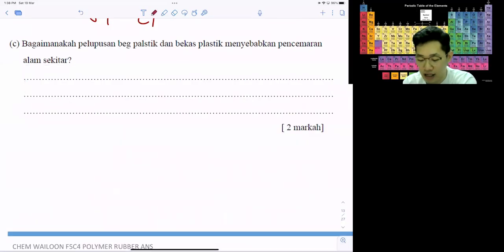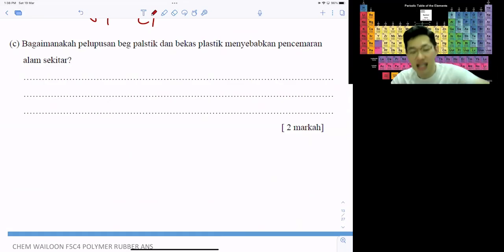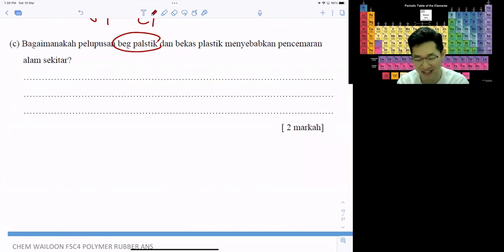Okay, just now you actually mentioned something. Incineration. Incineration means burning. Normally how we get rid of plastic is we burn it, we landfill it, we throw it into Malaysia, we throw it into the drain, we throw it into wherever.